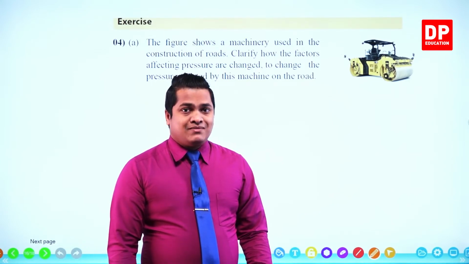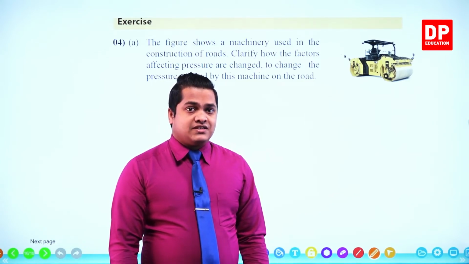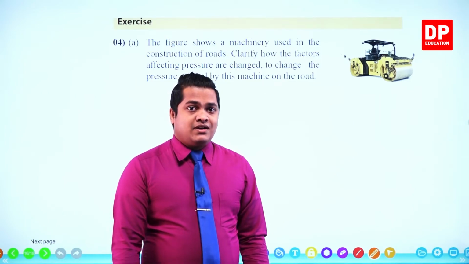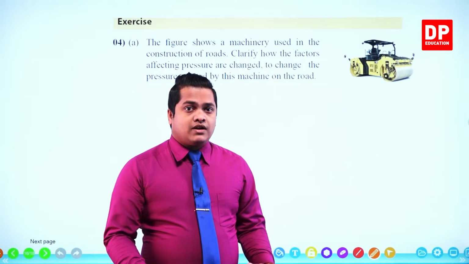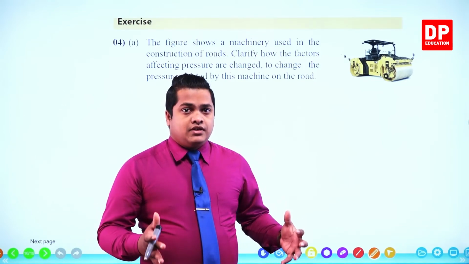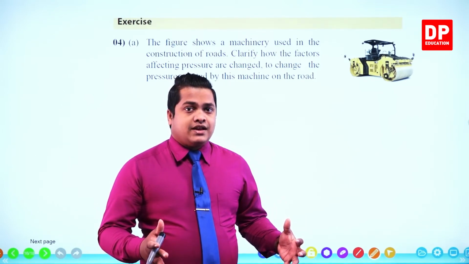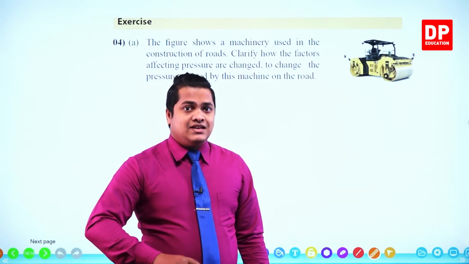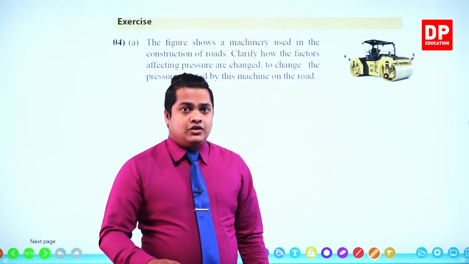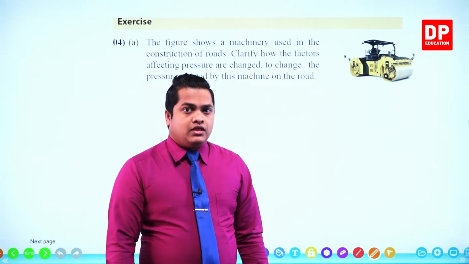If the surface area is less, there is a possibility that the machine would sink. To overcome that situation, the machine has a greater surface area in contact. By that way, it is easy to press the rod quite well.